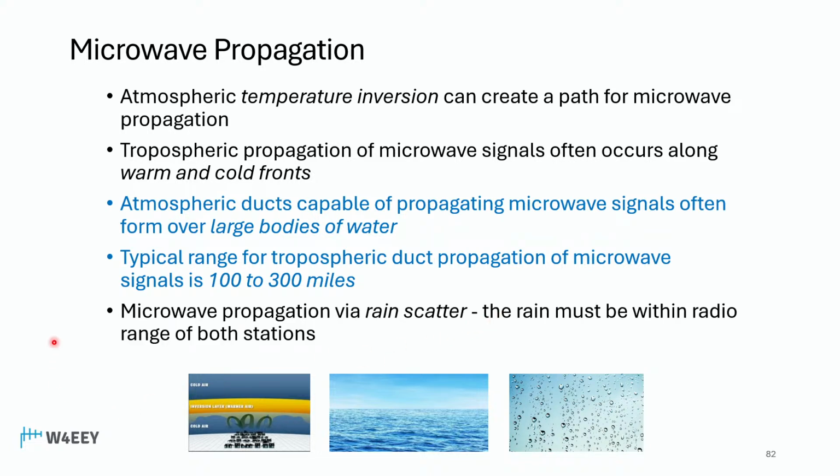And then rain scatter. You can actually bounce signals off of raindrops if the rain is within the radio range of both stations. Of course, microwave has very short wavelengths. With enough rain, you can actually talk through it.